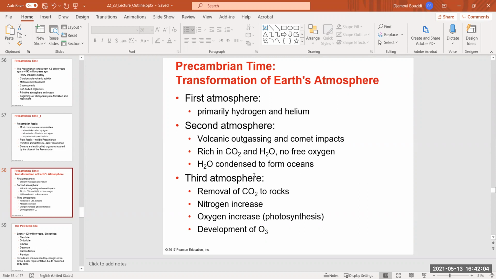And the third atmosphere, which is the third stage, is the removal of carbon dioxide, and basically it's deposited into rocks, right? Rocks today hold the bulk content of carbon dioxide. Nitrogen increased in the atmosphere, and oxygen, especially through photosynthesis, starts to form. And then later on, the development of the ozone, which is right now necessary for life to exist on Earth, because it absorbs ultraviolet radiation and converts back into oxygen in a cycle, in a process that involves the creation of the ozone through the help of nitrogen as a catalyst.